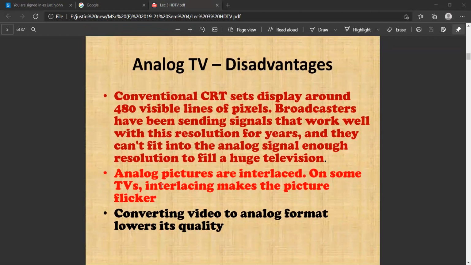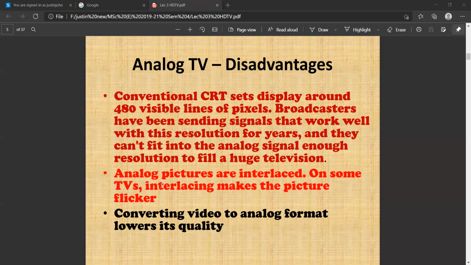What are the disadvantages of analog TV? The first disadvantage is that it has only 480 visible lines of pixels. A pixel is a picture element. The number of lines on a CRT monitor, a cathode ray tube monitor, is only 480. And the disadvantage is that if you make a big TV, then the separation between these lines of pixels will become more, and that will degrade the image. The image will not be that sharp as in a small TV, because in a small TV as well as in a big TV, the number of lines is 480. This limitation is the first disadvantage of a cathode ray tube TV or a normal analog TV.